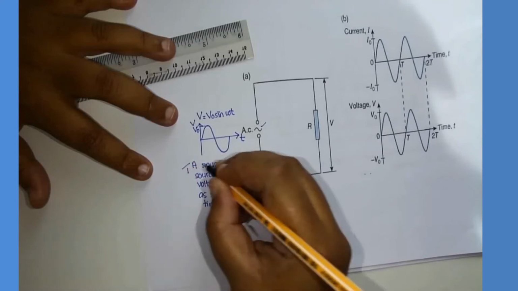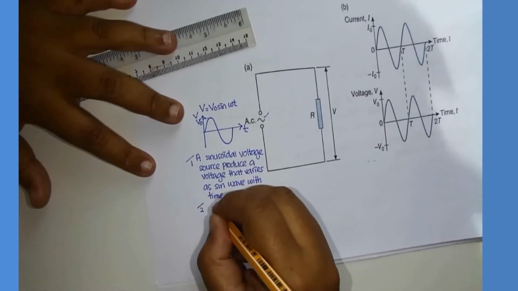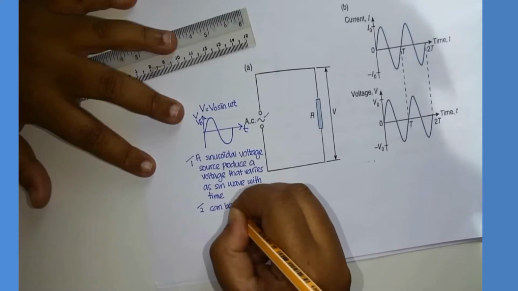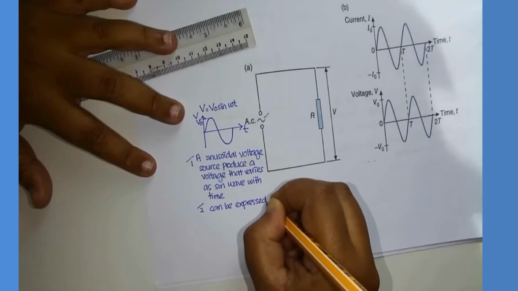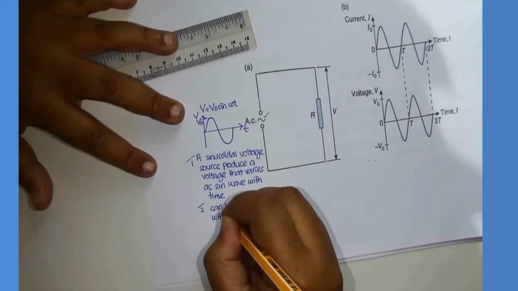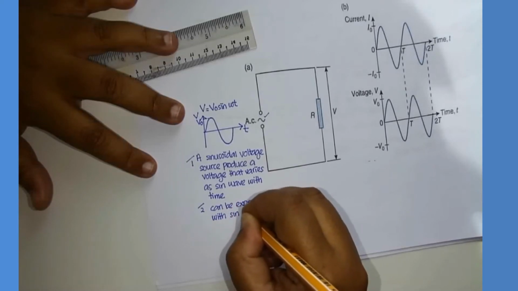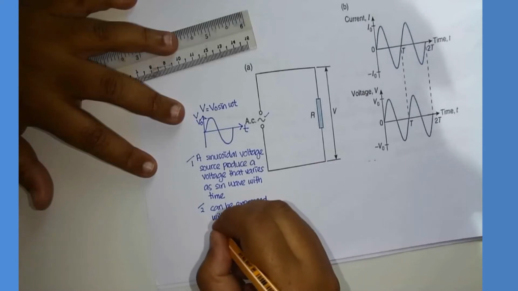Point number 1. Point number 2, it can be expressed with a sine or cosine function, but we are going to look at only sine because this is what your syllabus says.